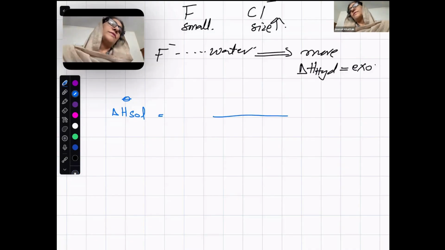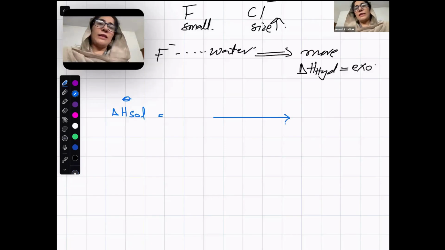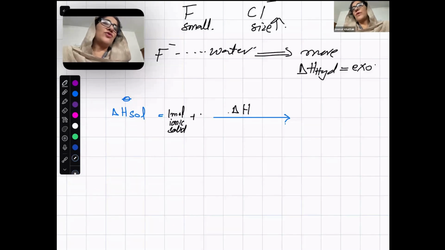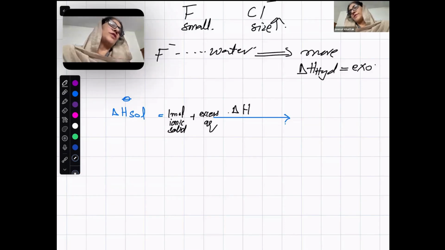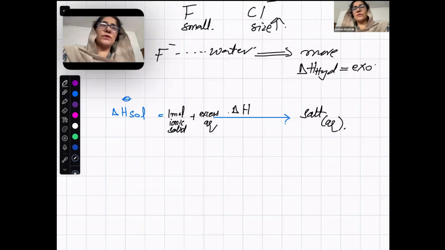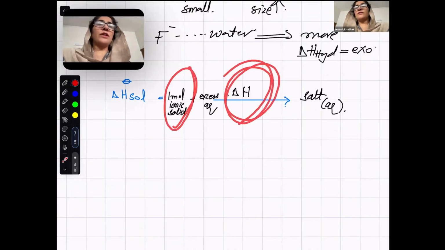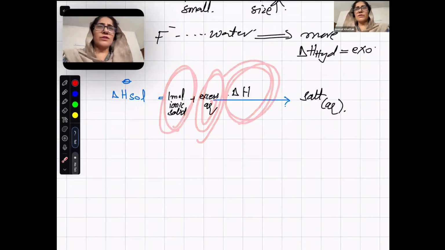Look, enthalpy change measured under standard condition. When you put 1 mole of ionic solid, a lattice solid compound, into excess water, the salt from solid becomes what? Aqueous. So enthalpy change measured when 1 mole of ionic solid is dissolved in excess water.